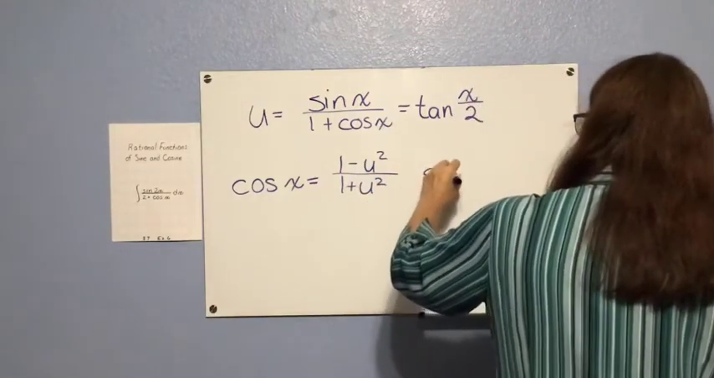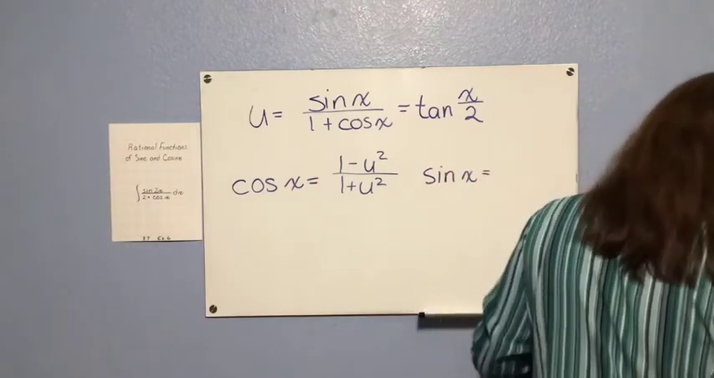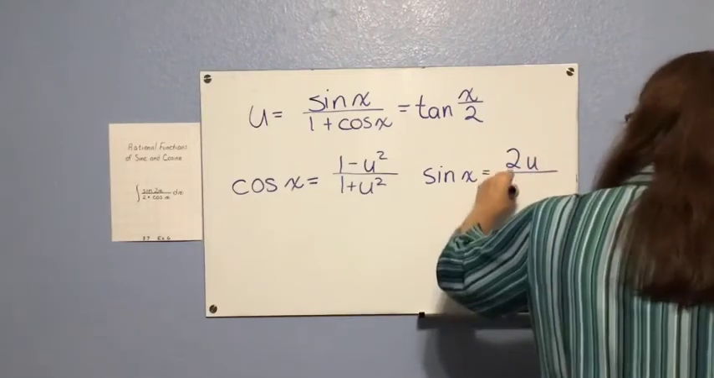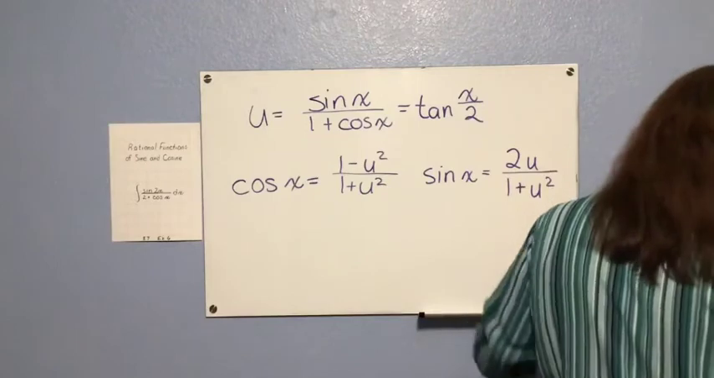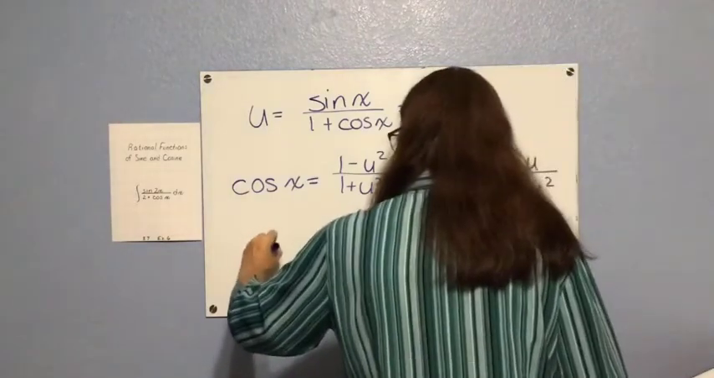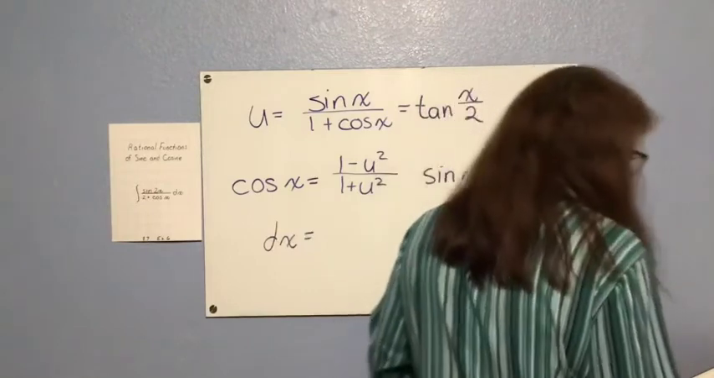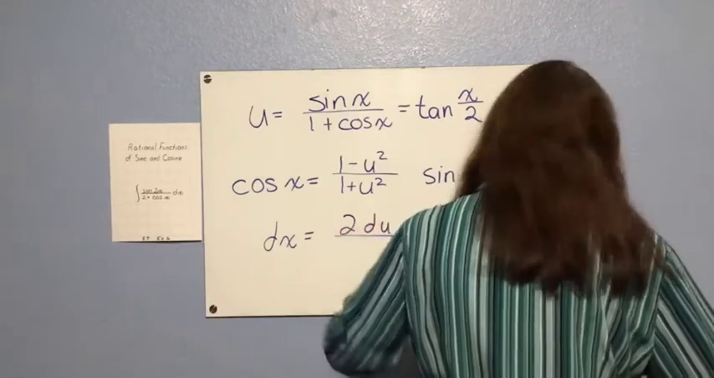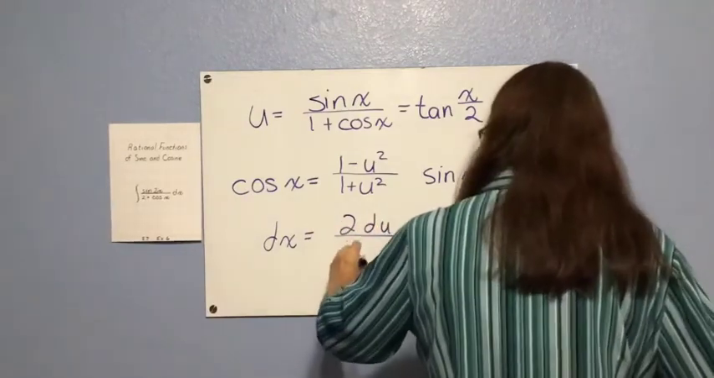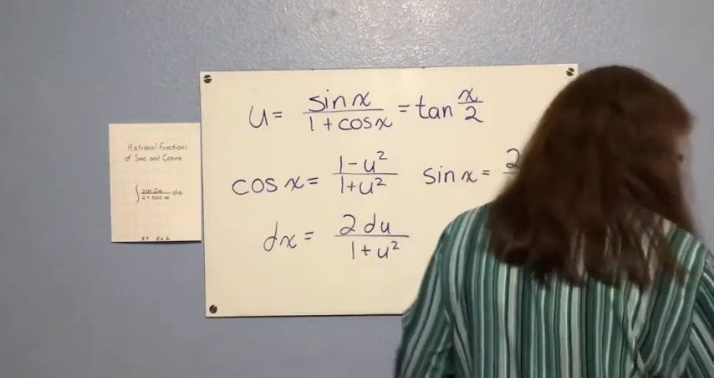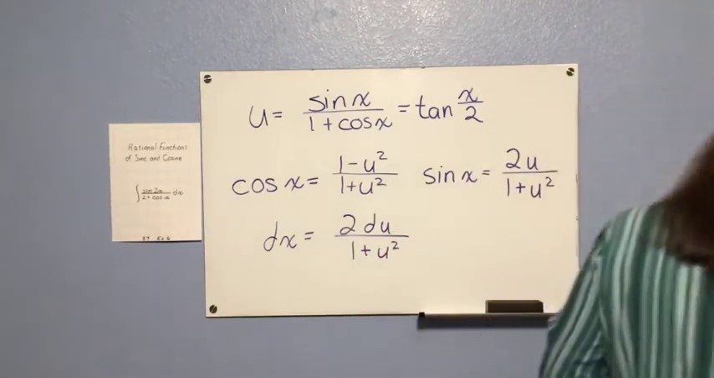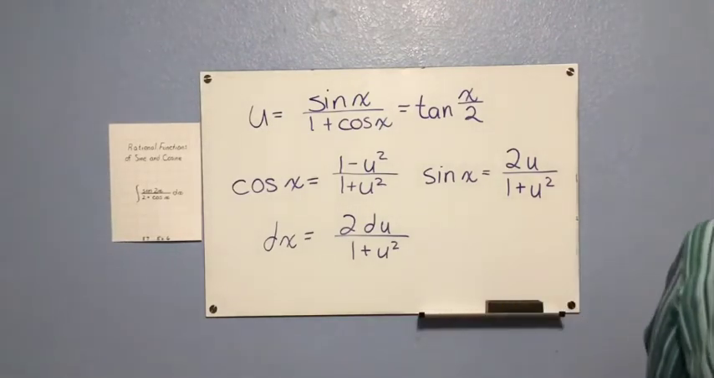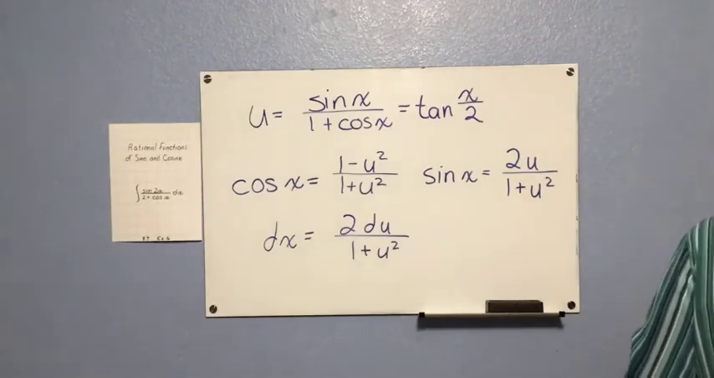Sine x is equal to 2u over 1 plus u squared, and dx is equal to 2 du over 1 plus u squared. Okay, proofs for these substitutions can be found on page 569 in your textbook.